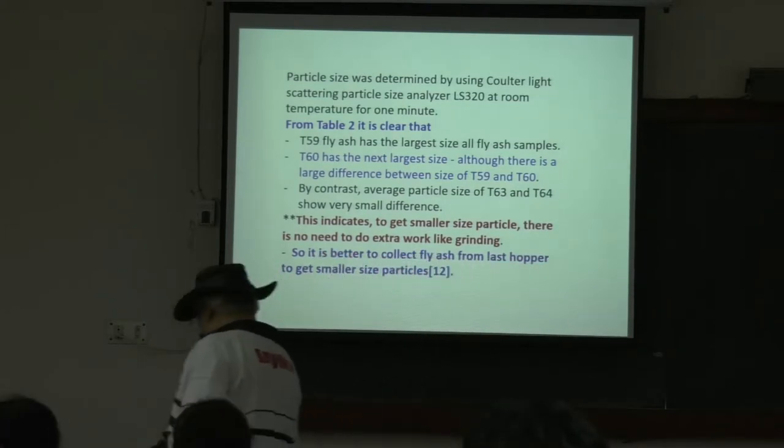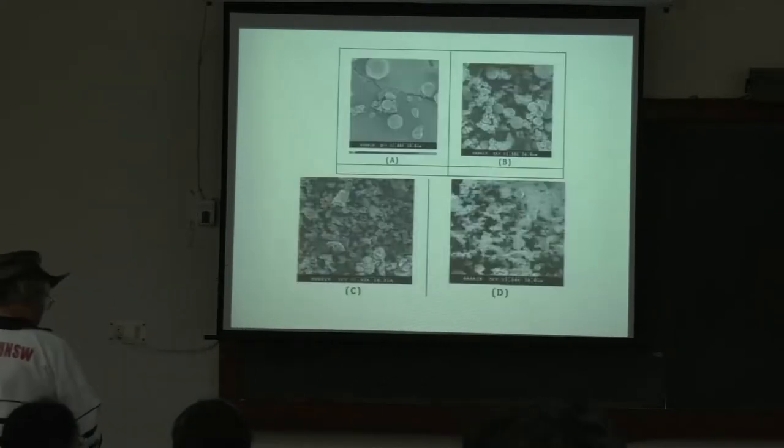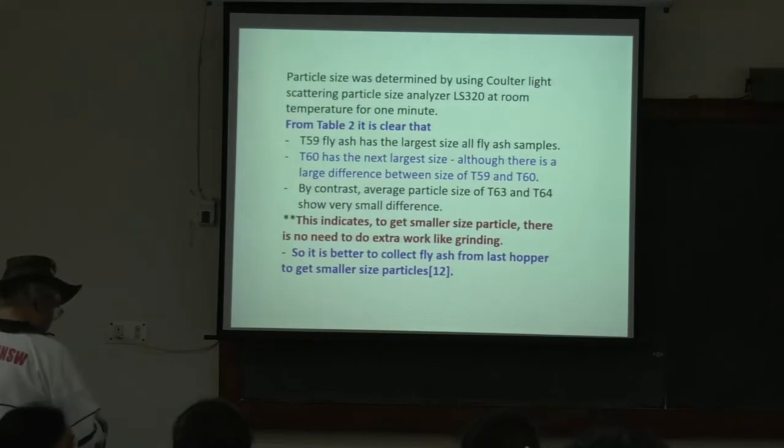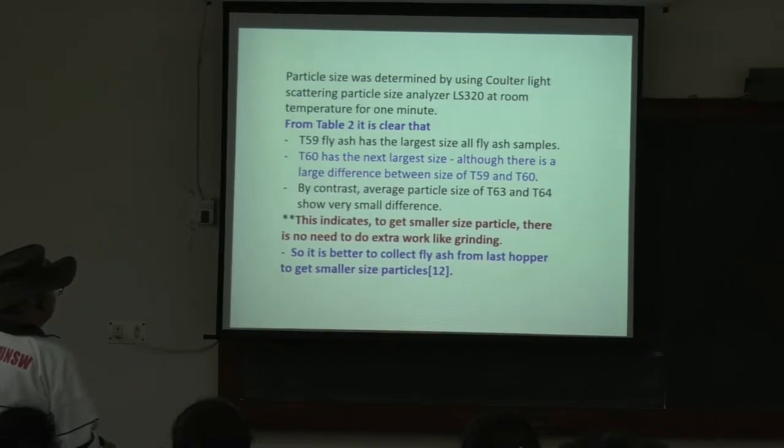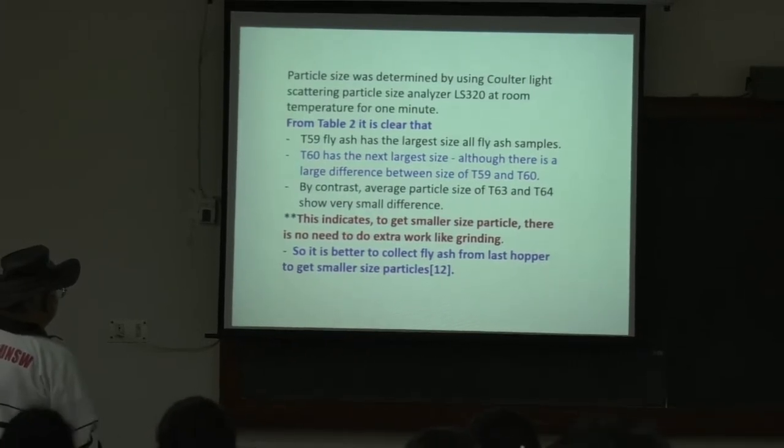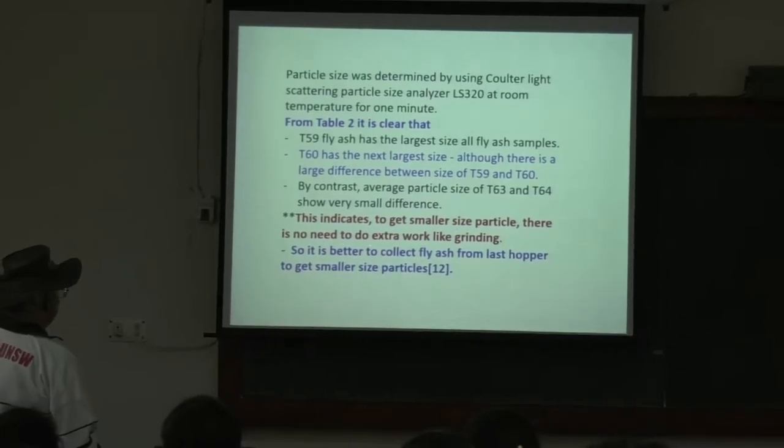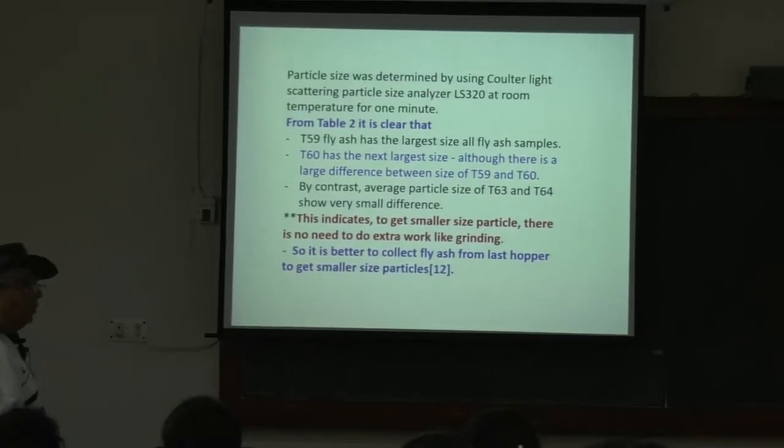Okay, so the one on the top, T59, is the largest size, and the one which is about 10 times less. By contrast, average particles of T63 and T64 show very small difference. This indicates that to get smaller size particles, there is no need to do extra work like grinding.